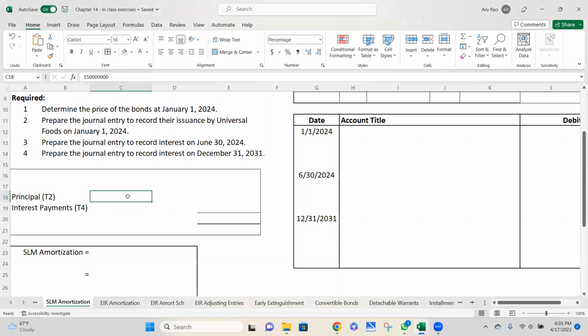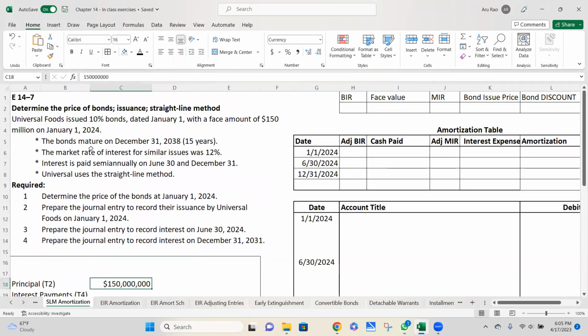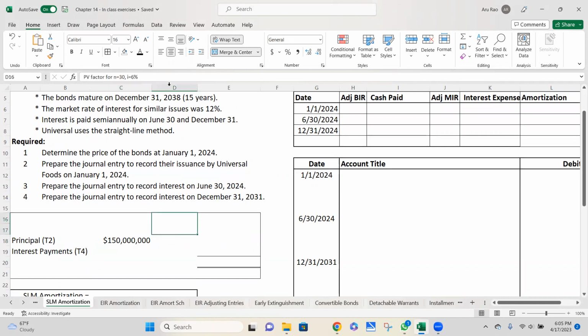For that, I need to calculate the present value of two numbers. The first one being the bond face value itself, which is $150 million. I will look up the present value table, table 2, for a single sum. On this $150 million, I will pay interest at the rate of 10%, but semi-annually. So 10 divided by 2 is 5%. I will pay a total of 30 times. This is 15 years, 2 payments a year makes it 30 payments. So I will be looking up the present value for n equals 30 payments, and the market interest rate adjusted down to 6%.